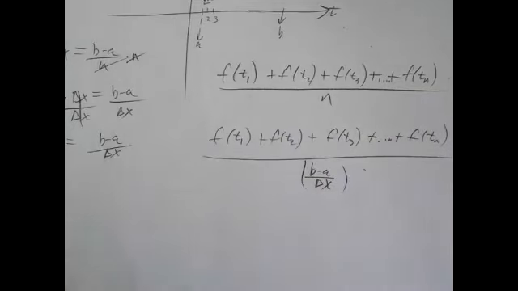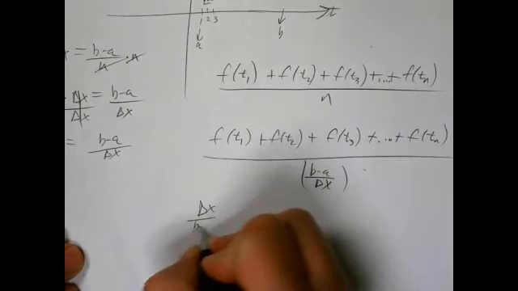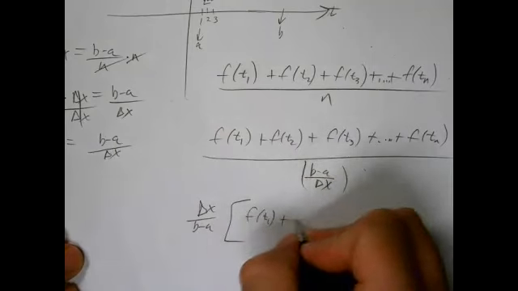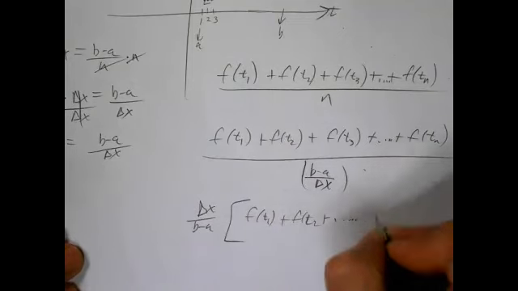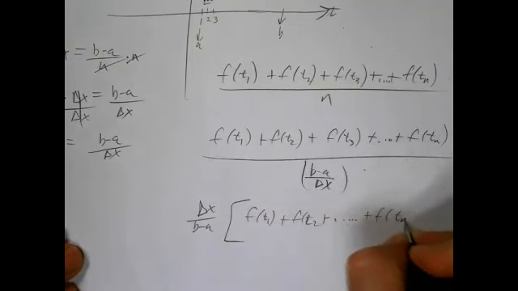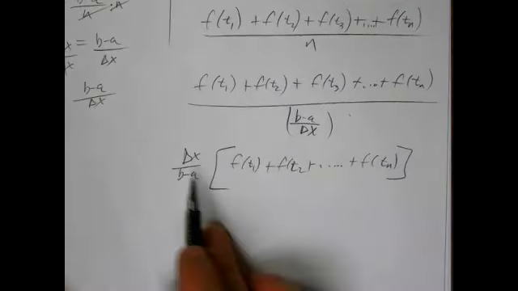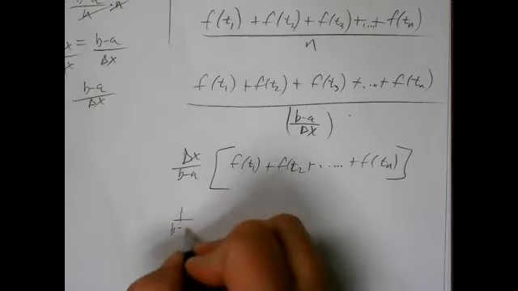All right, now remember, when you divide by a fraction, you end up reciprocating and multiplying. So when I reciprocate and multiply, I get delta x over (b minus a) times this sum, this f of t sub 1, plus this f of t sub 2, plus dot, dot, dot, all the way down to the f of t sub n. All right, and what I'm going to do is distribute only the delta x. I'm going to leave the b minus a out here.